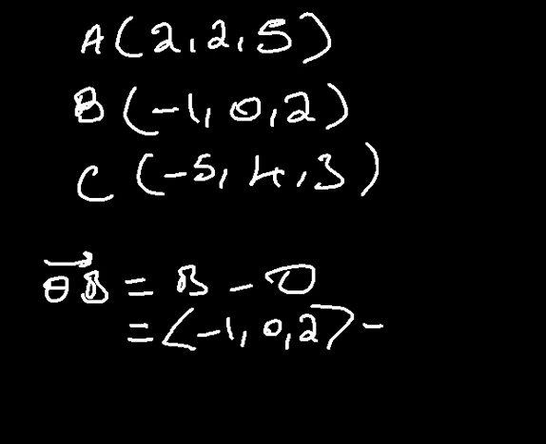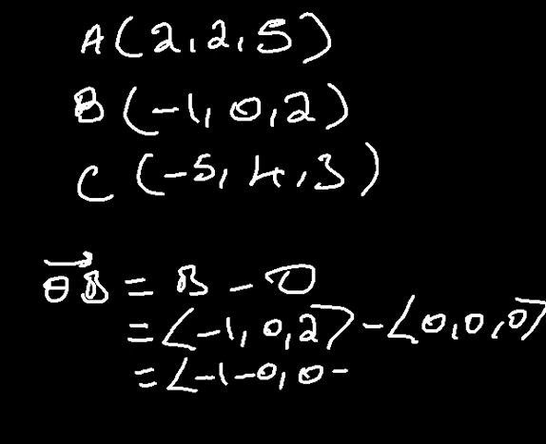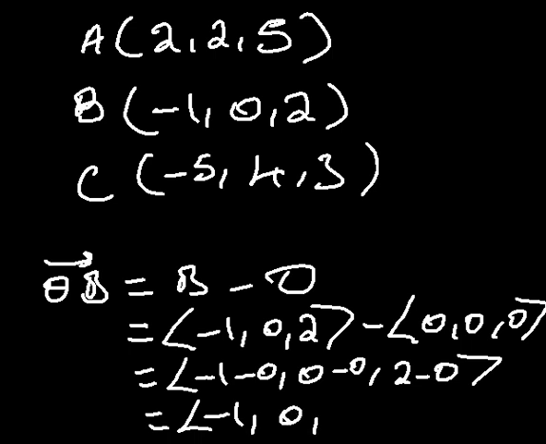So have it as a minus. Now we'll have 0, 0, 0. In this case, we're going to subtract the components from -1, I should say minus 0, and 0 minus 0, and 2 minus 0. So we'll have that. In this case, we'll have -1, 0, 2. So this is the position vector OB. So keep that in mind.